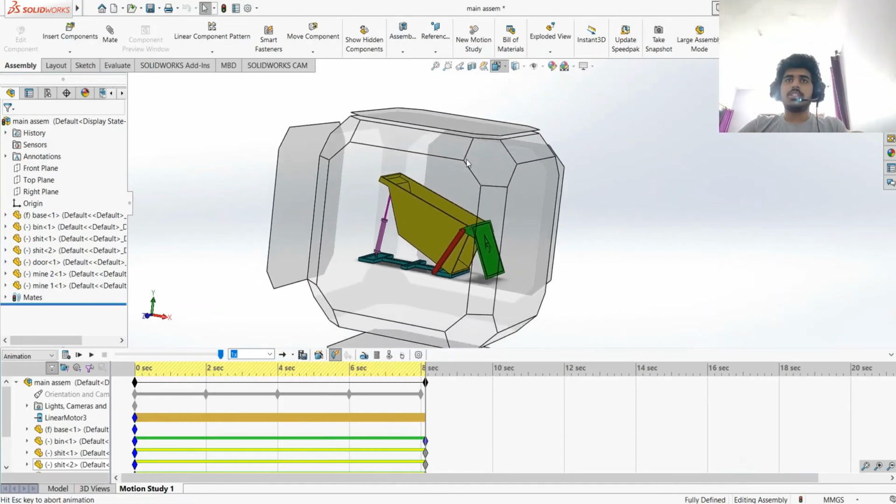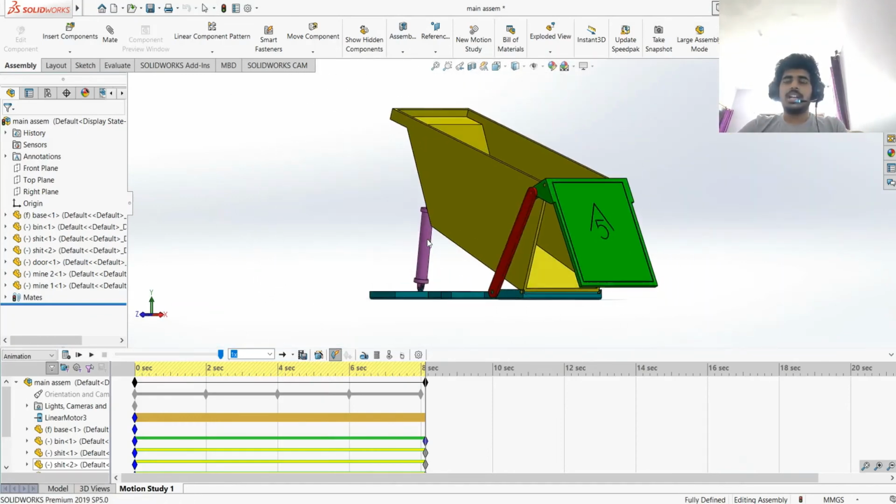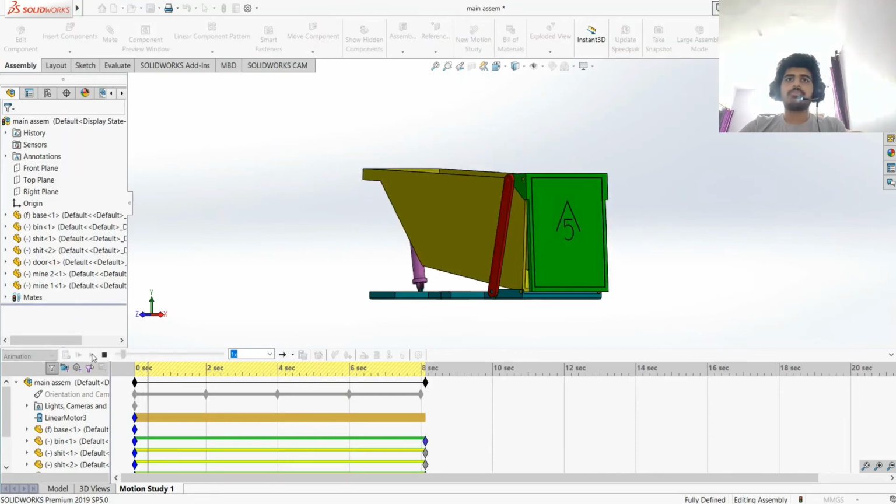So as you can see, let us drop it at a convenient angle. As you can see, the piston actuator and all. Let's see it in motion. I gave a linear force to the piston inside the actuator. So now you can see it. Let's play.